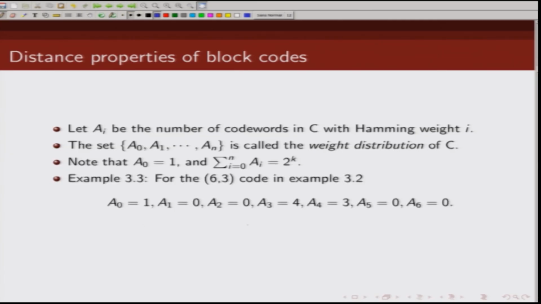I just worked out this example for the 6-3 code that we have shown in the previous slide, and I showed you that in this particular example A0 is 1, A3 is 4, A4 is 3, and all the rest are 0. And I also showed you that the minimum distance of this code is 3, because the minimum weight of a non-zero code word in this example is 3.